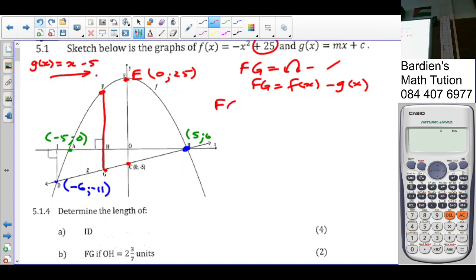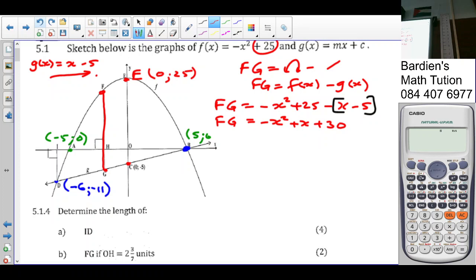So what is the equation of the parabola? Negative x squared plus 25. What's the equation of the straight line? x minus 5. You all agree with that? It's wrong. What's wrong there? There's no bracket. Why do you need a bracket? Because there is more than one term on the negative side. So we simplify that. It gives us negative x squared plus x plus 30.